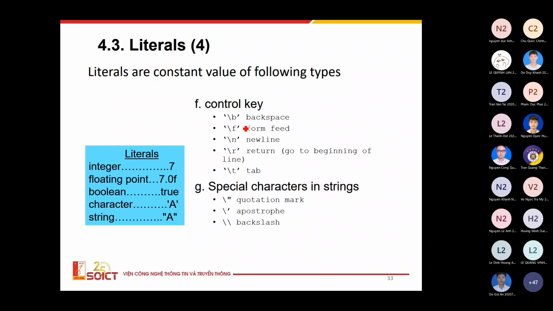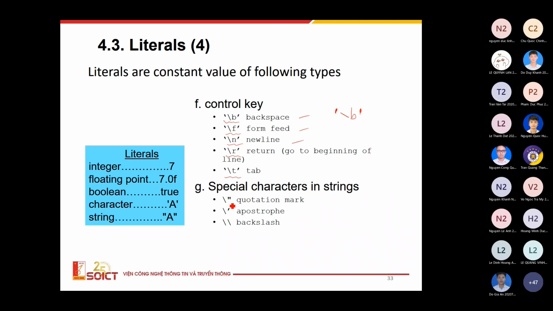Okay, and we talk about the control keys in Java. These are some literals or some expressions of the control keys when you want to use them in your program. For example, you want to represent the backspace button on your keyboard. You will use the backslash and b. And this is a character, so you use the single quote to represent it. For example, the form feed or the new line or the return or the tab, you have the corresponding control key. Okay, and there are some special characters in the string.